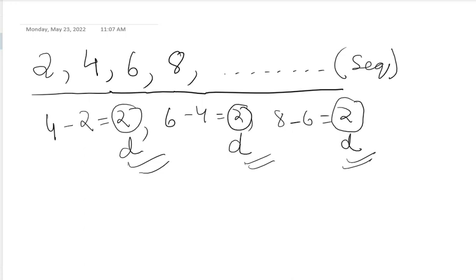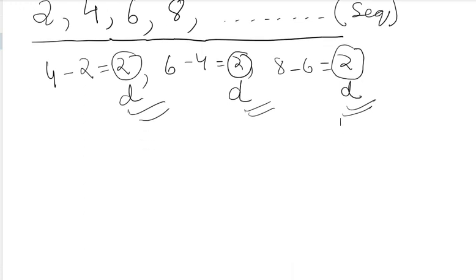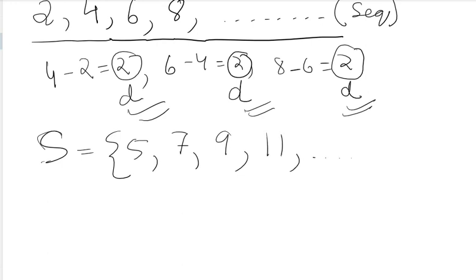Now in general, the definition of a sequence would be this: a sequence on a set S. Let's say I give you a set S, a set of numbers, let's say 5, then 7, then 9, then 11, and so on. There are many elements in this set. This is not an infinite set, this is a finite set. It will end in some element, whatever it is, let's say the nth term.